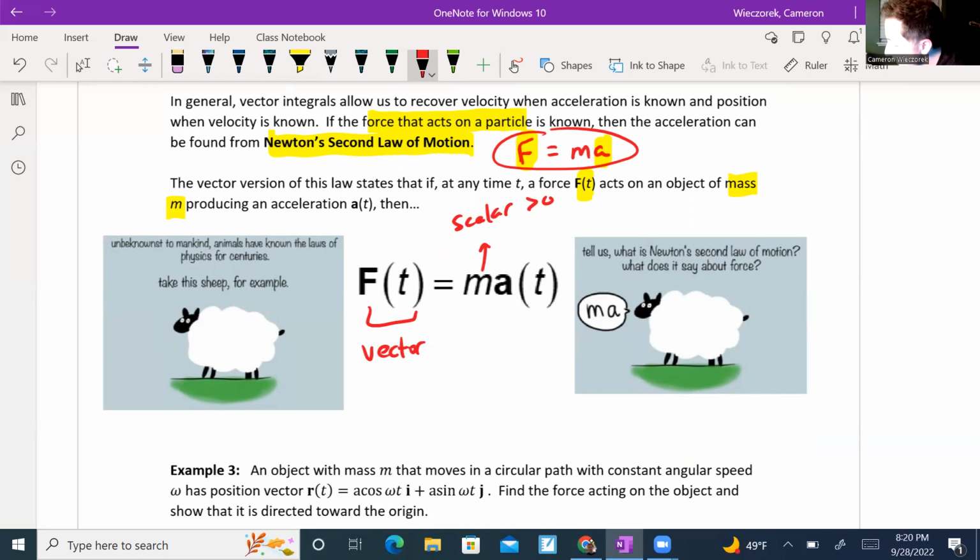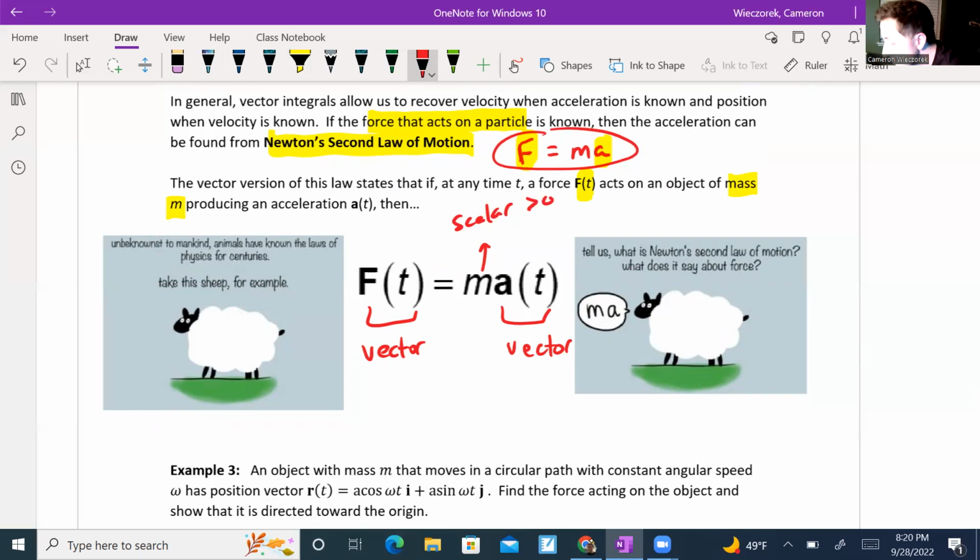The force acting on that object of mass m, producing an acceleration with a vector a of t, so this is also a vector, is related by the equation force equals m times a of t. So basically, the force vector is a scalar multiple of the acceleration vector, if you think in terms of some of the concepts we talked about in class.